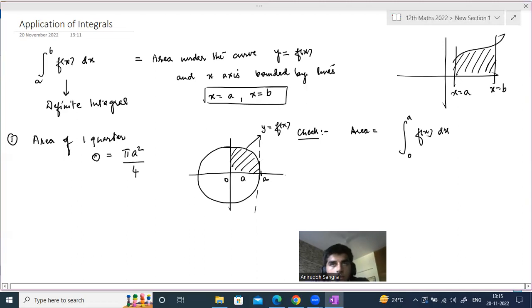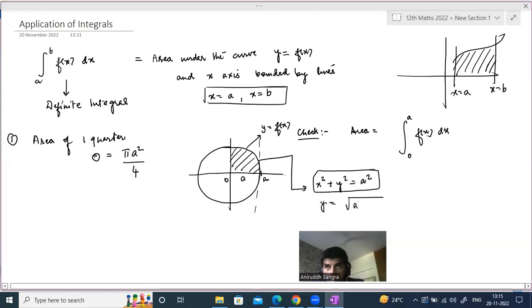But before that, we need to know what this function is. And we know the equation of the circle centered at origin of radius a is x square plus y square is equal to a square. So from here, what will be y? Root a square minus x square. So let's do that: integral from 0 to a of root a square minus x square dx.